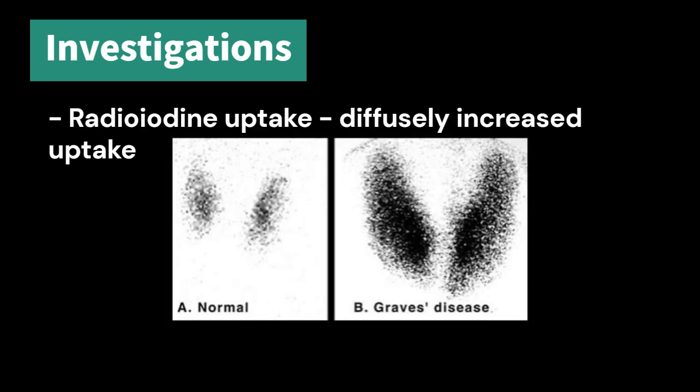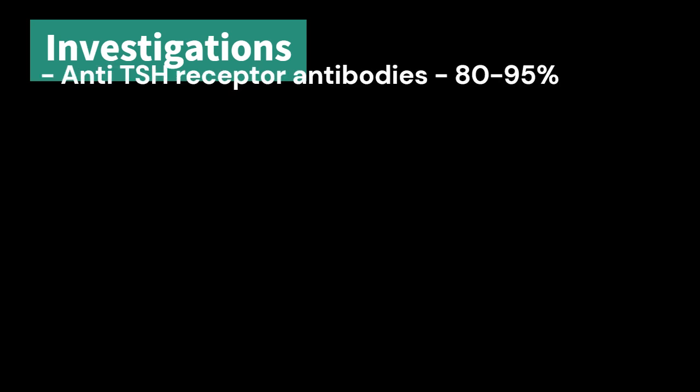If we do a radioiodine uptake scan, it will show diffusely increased uptake, which means that the entire gland is taking too much iodine, which is leading to a diffusely increased uptake from the thyroid gland. Then when we test for anti-TSH receptor antibodies, they will be positive in almost 80 to 95% of people.